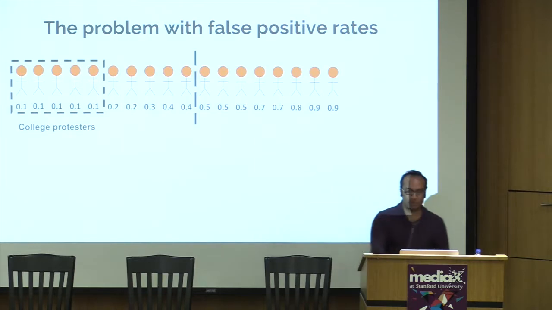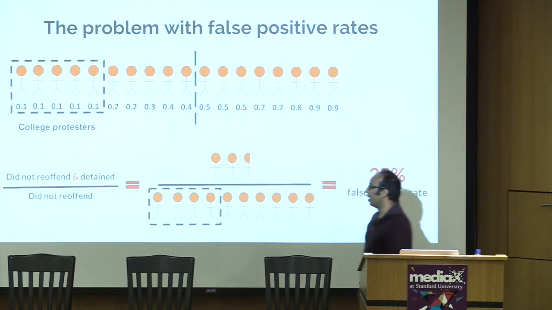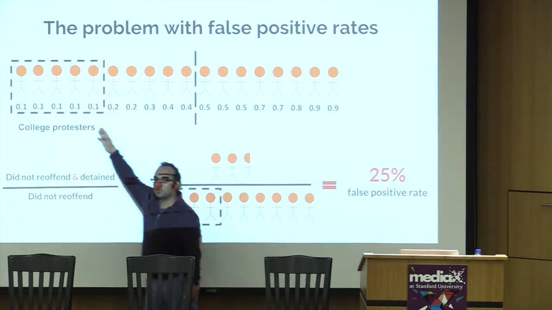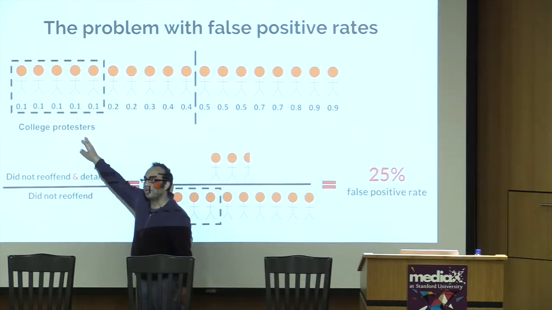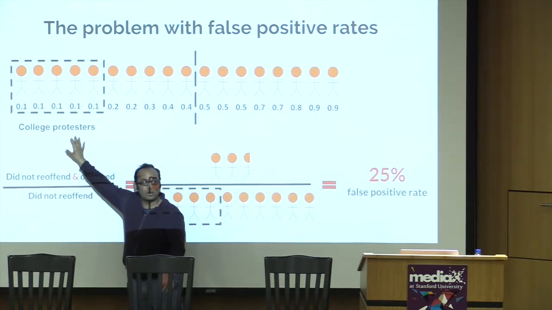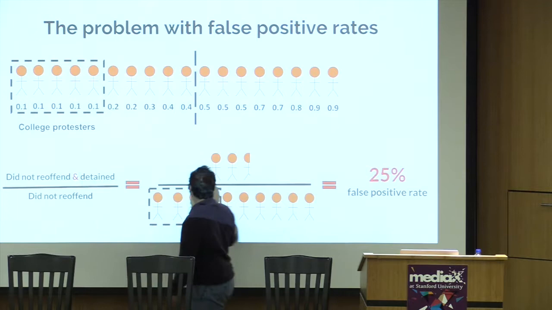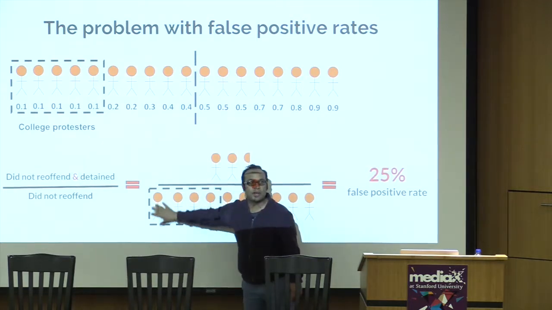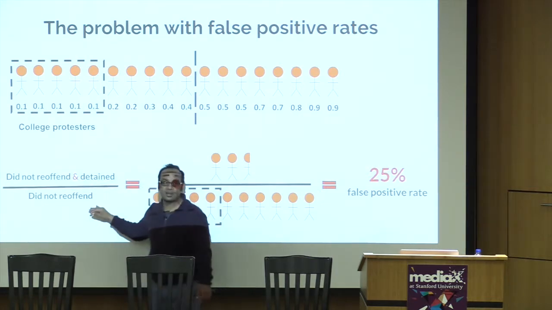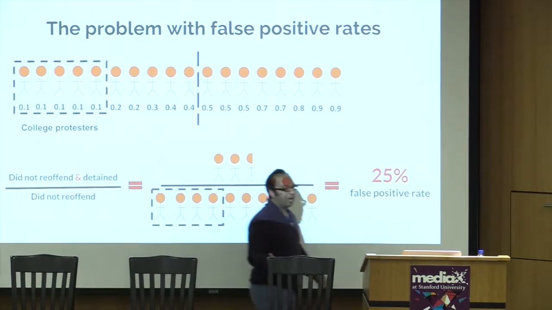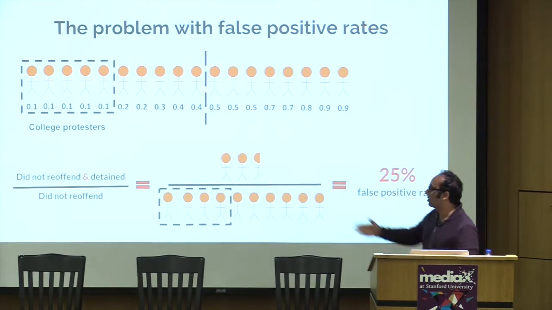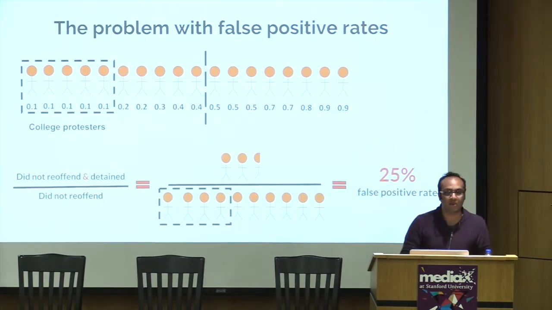Remember, how do I compute the false positive rate? I look at, among those who don't go on to reoffend, how many are detained? Well, none of these college protesters are going to be detained because the algorithm correctly tells me that there's nothing there to be worried about. So it's not going to go into my numerator, but it is going to go into my denominator. Because all of a sudden, I have a bunch more people who did not go on to reoffend. So all I have to do to make this algorithm look fair by this standard of equalizing my error rates is go out and arrest more college protesters.